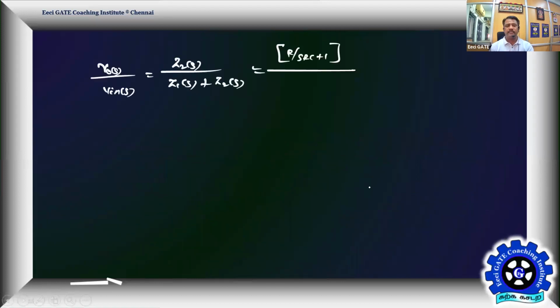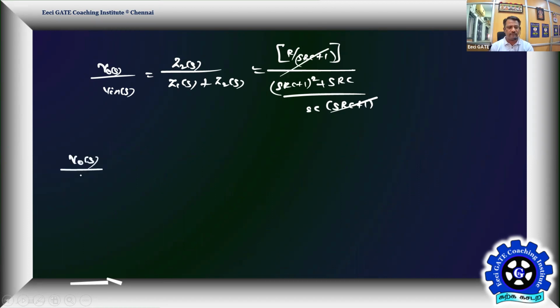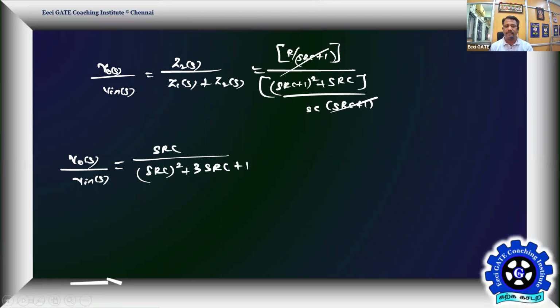Expand it: SRC plus 1 the whole square plus SRC, divided by SC into SRC plus 1. This and this will get cancelled and SC will move to the numerator. Therefore, the transfer function V naught by V in of S will become SRC divided by, expanding the remaining, SRC the whole square plus 2 SRC plus 1 more SRC, that is 3 SRC plus 1.